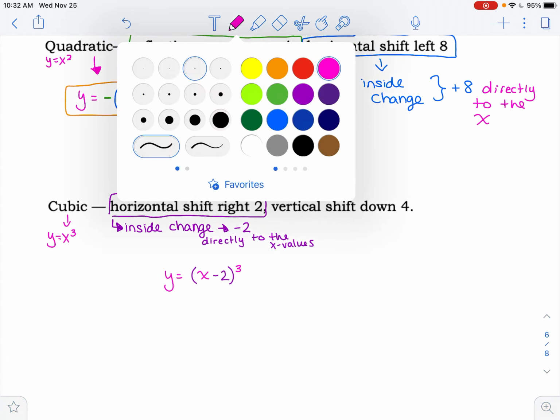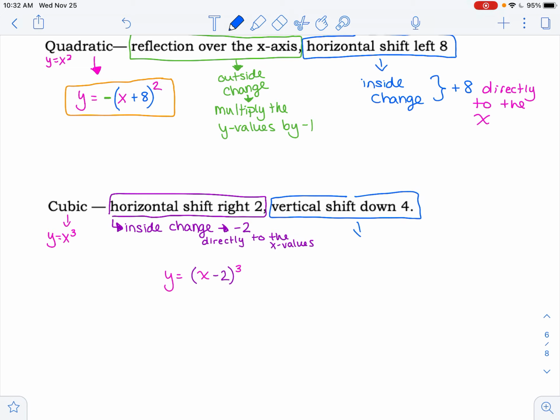And then this one says vertical shift down 4. This is my outside change. Minus 4. So minus 4 on the outside of my function. And that is the equation that matches those transformations.